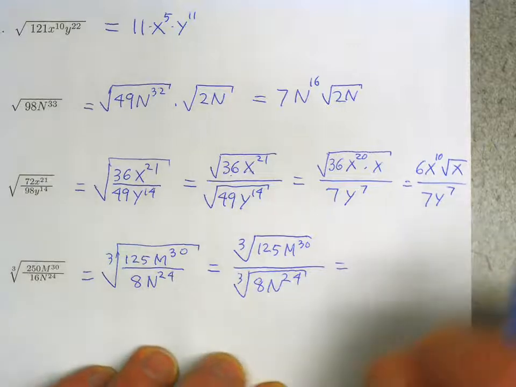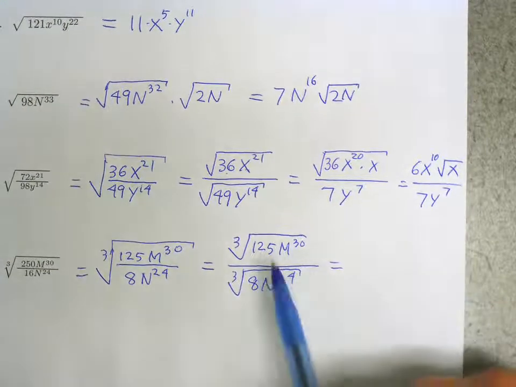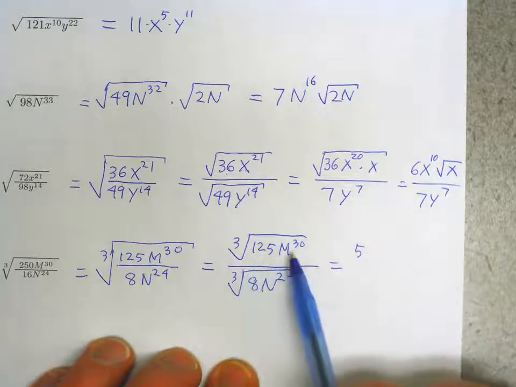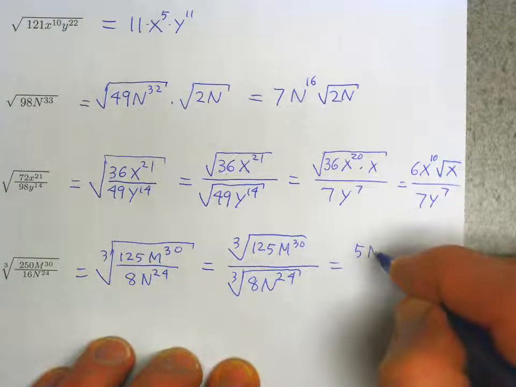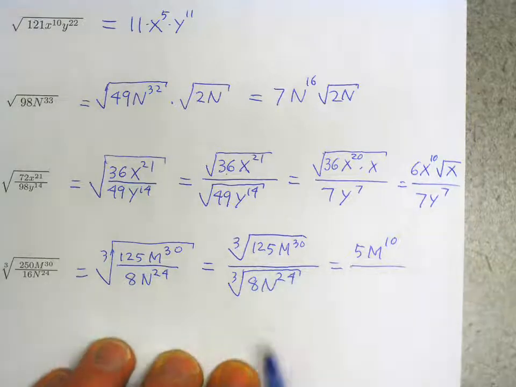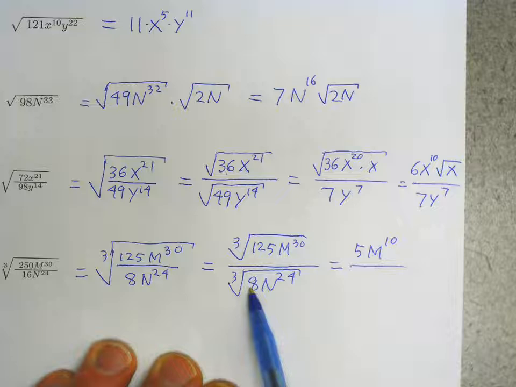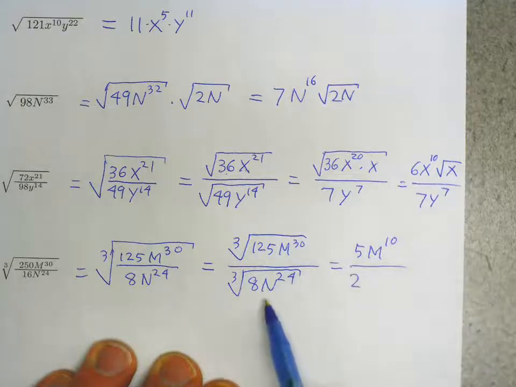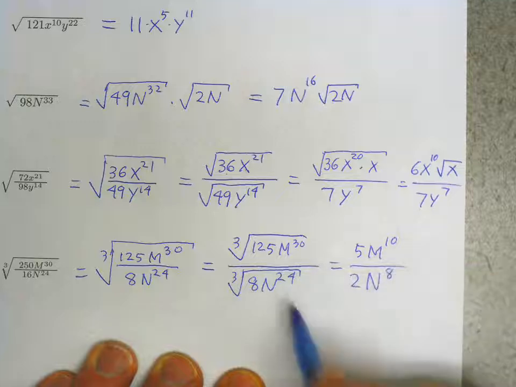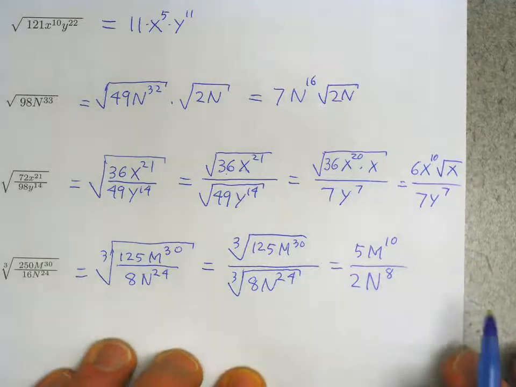But all of the radicals will disappear because the cubed root of 125 is 5. The cubed root of m to the 30th is m to the 10th, because 30 divided by 3 is 10. And in the denominator, the cubed root of 8 is 2, and the cubed root of n to the 24th is n to the 8th, because 24 divided by 3 is 8.